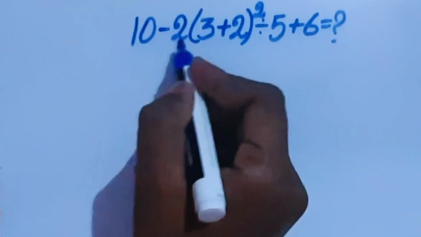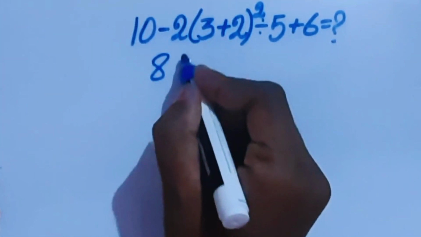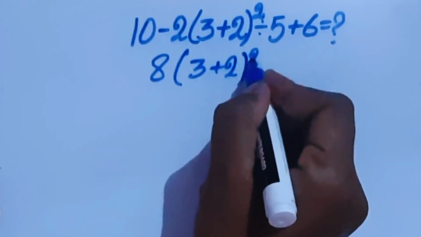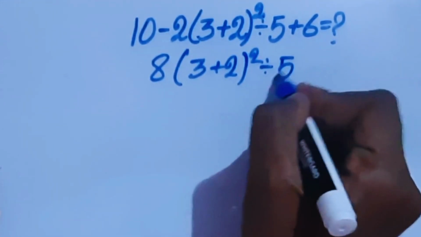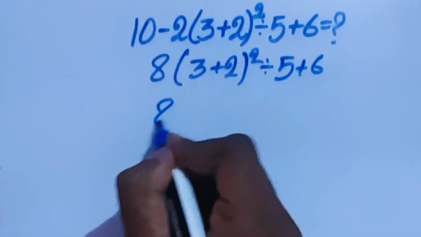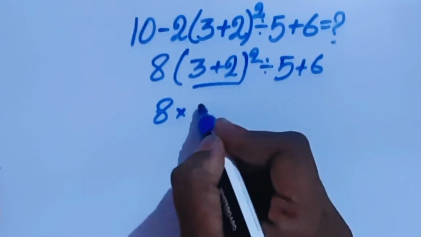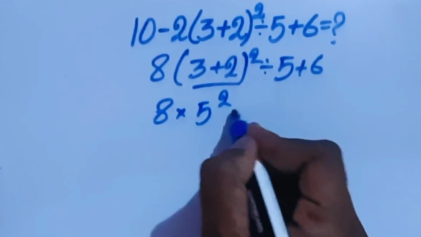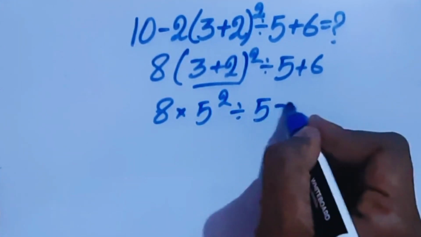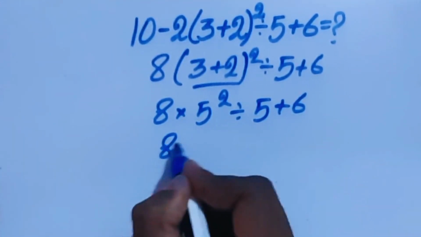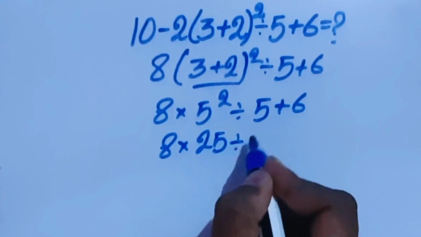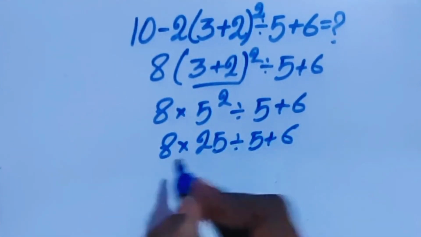Hi guys, here 10 minus 2 is 8, in the bracket 3 plus 2, to the power of 2, divided by 5 plus 6. Here 8 times the bracket, 3 plus 2 is 5, to the power of 2, divided by 5 plus 6. Here 8 times 5 squared is 25, divided by 5 plus 6.